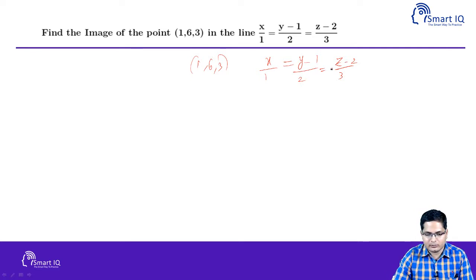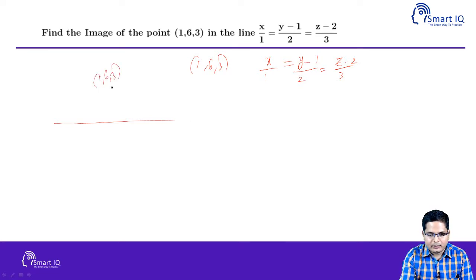We need to find the image. So basically the diagram is like this. (1, 6, 3) is here. When you take the image, it is like this. So this point P is required to be found, and this is 90 degrees, right?